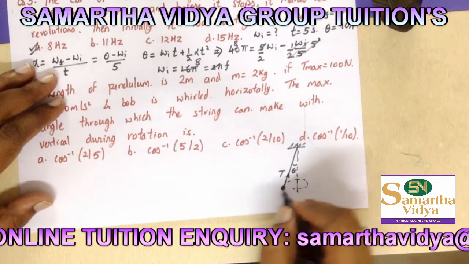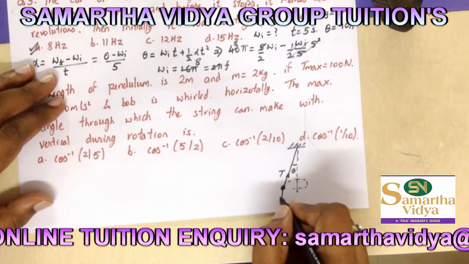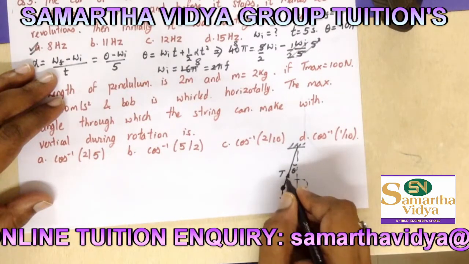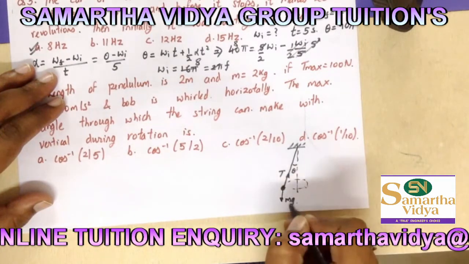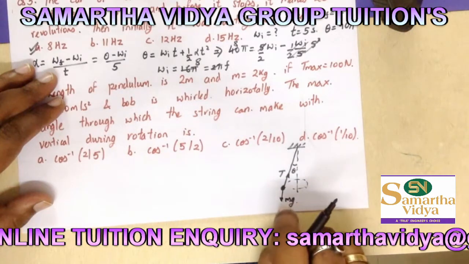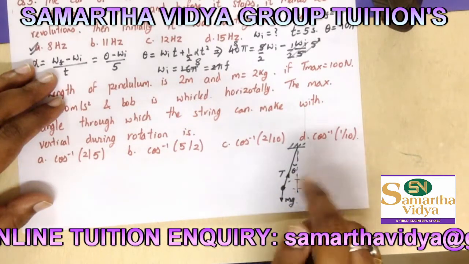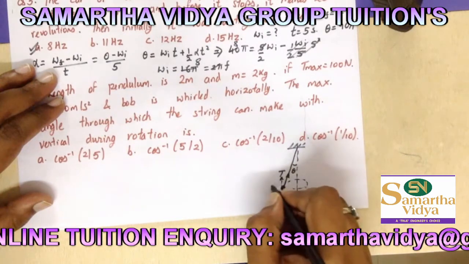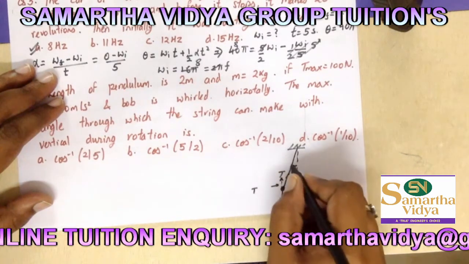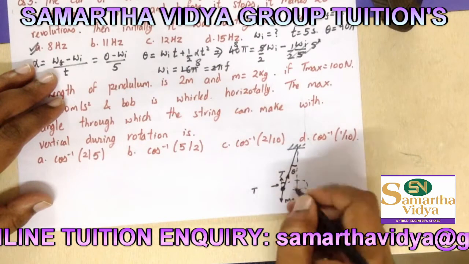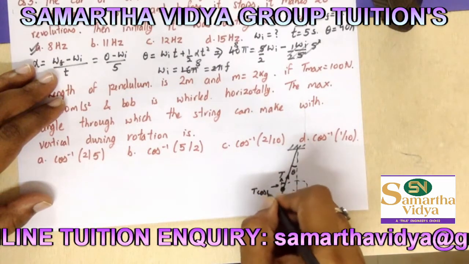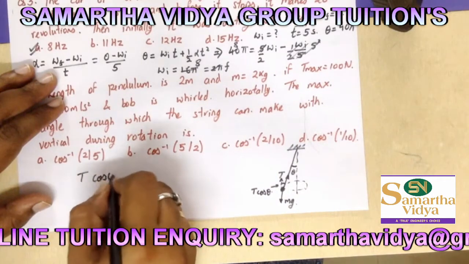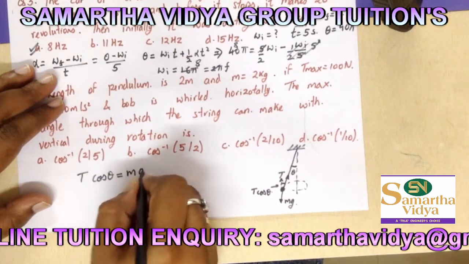So because of that, there is a weight, that is mg. Now we know that the tension has to counteract the weight, that is mg. So I need to basically find the component. Since this is theta, this is also theta, it's going to be T cos theta. So I'll be getting the relation T cos theta is equal to mg.